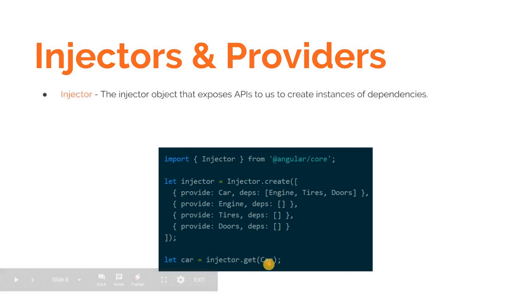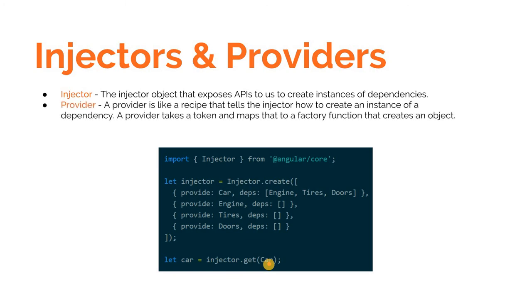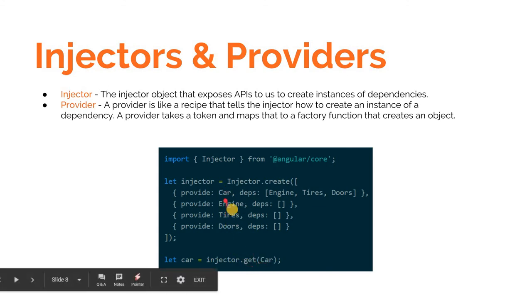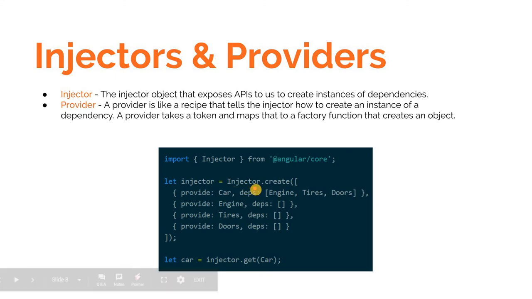Okay, so the three main and important things that we see here are an injector, which is basically an object that exposes an API to help us create instances of dependencies. Then we have the providers that act like a recipe and tell the injector how to create an instance of a dependency. And this takes a token. The token here in this case would be car, engine, tires, and doors. Okay. While it also takes a map, so it takes this provider so that it can map that to a factory function that would eventually create an object for us, and that we can basically inject as a dependency.